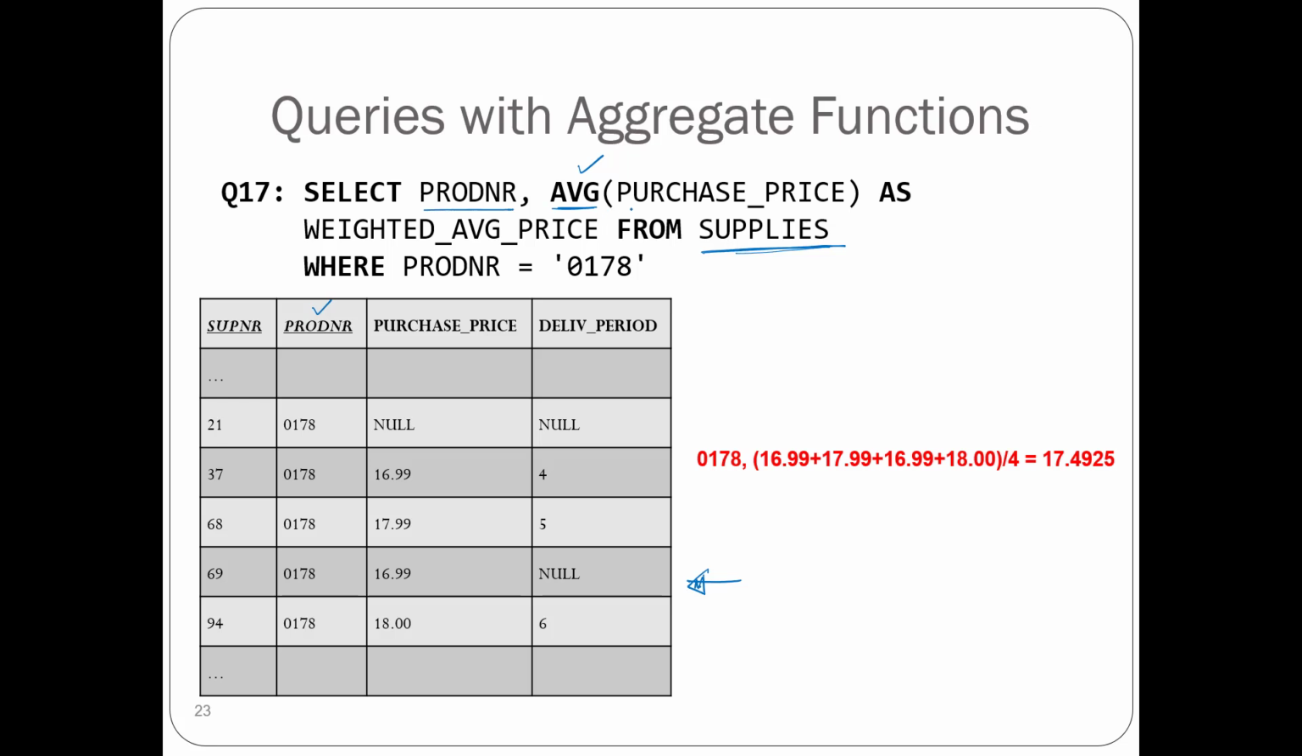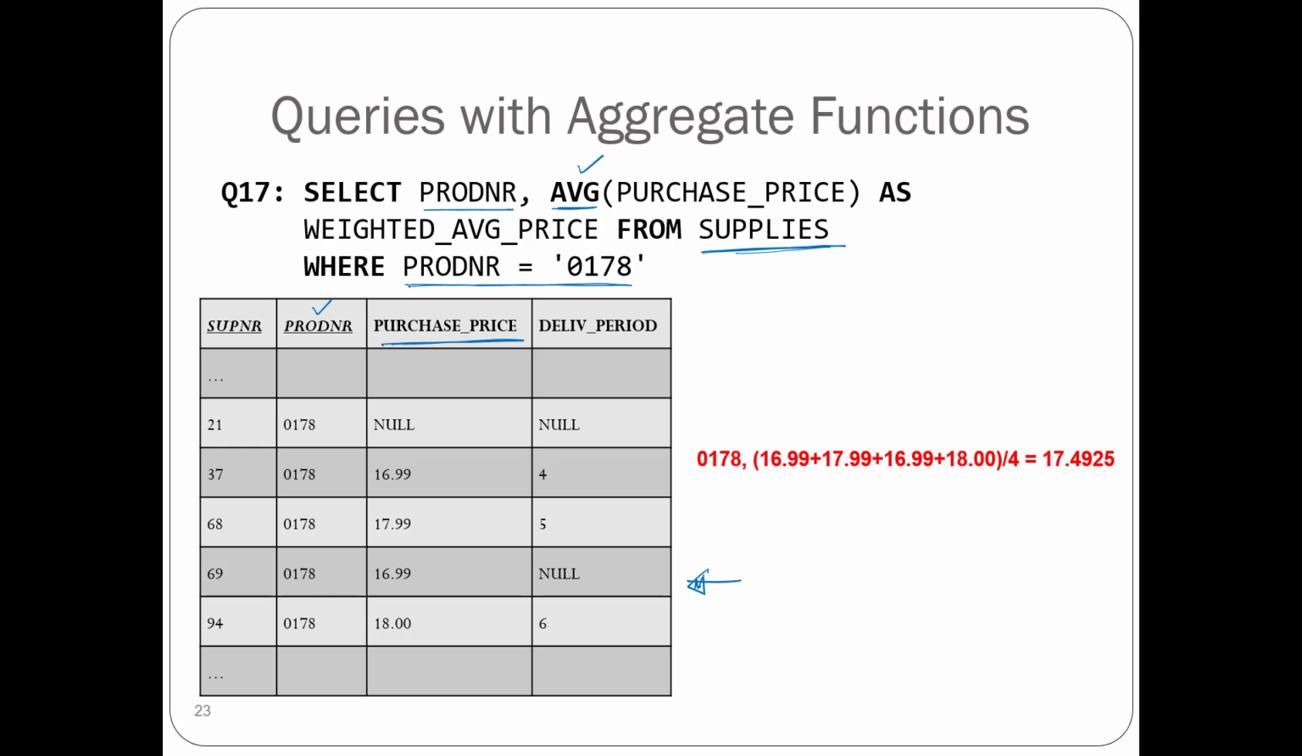Average, or AVG, of purchase price. Here is the purchase price, right? We want the data for product number, average of the purchase price. We will call that weighted average price. I'll tell you why we are calling it weighted. This data is coming from the supplies table where prod nr is 0178.